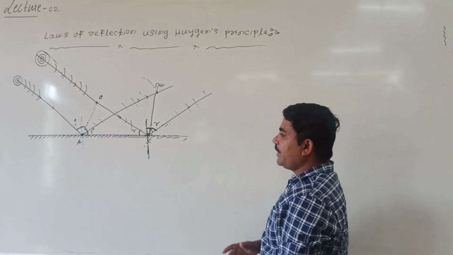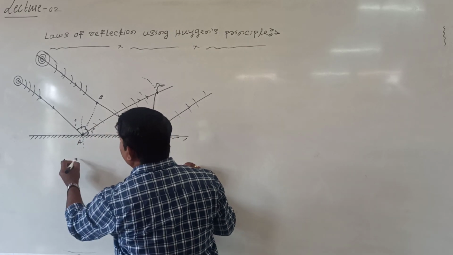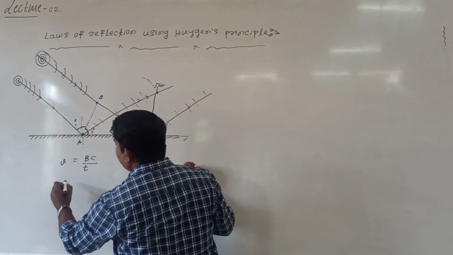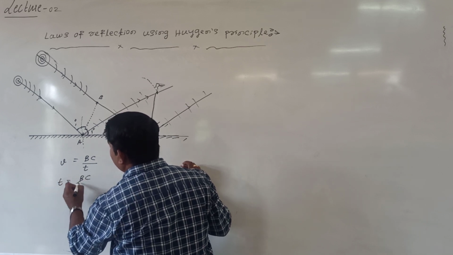Look at me. We know the speed formula. What is speed? Speed with respect to BC. See here. Speed is equal to BC divided by time t. Or what is time t? Time t is equal to how much? That is BC divided by v.